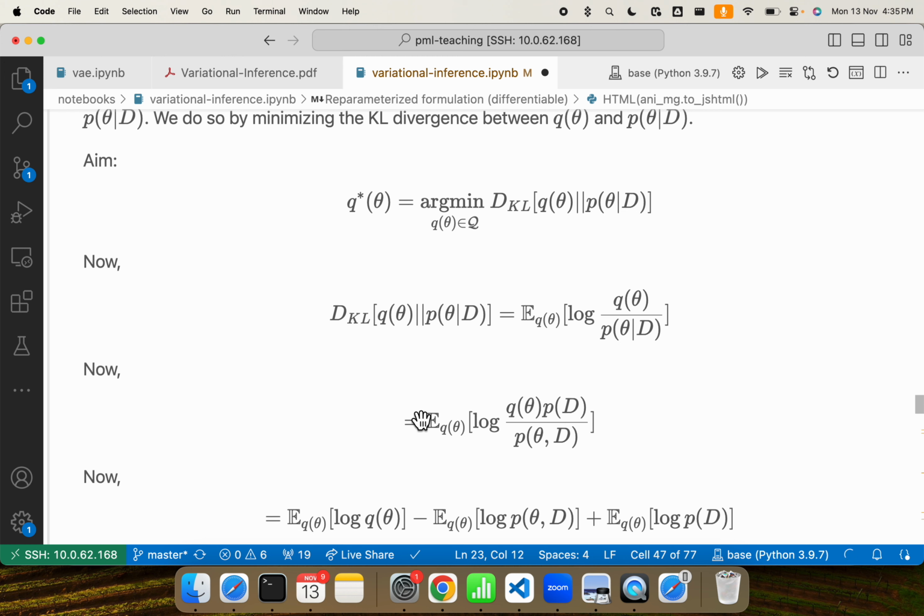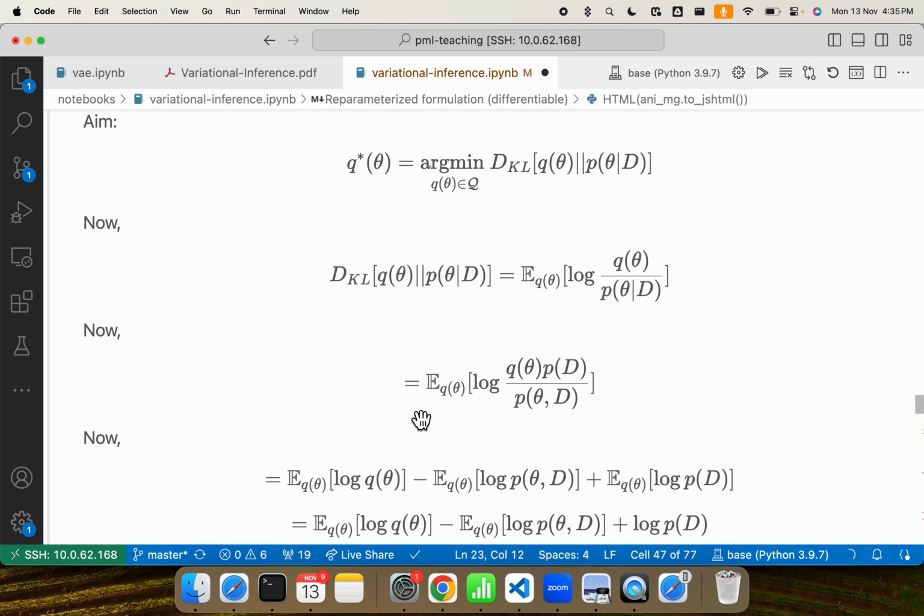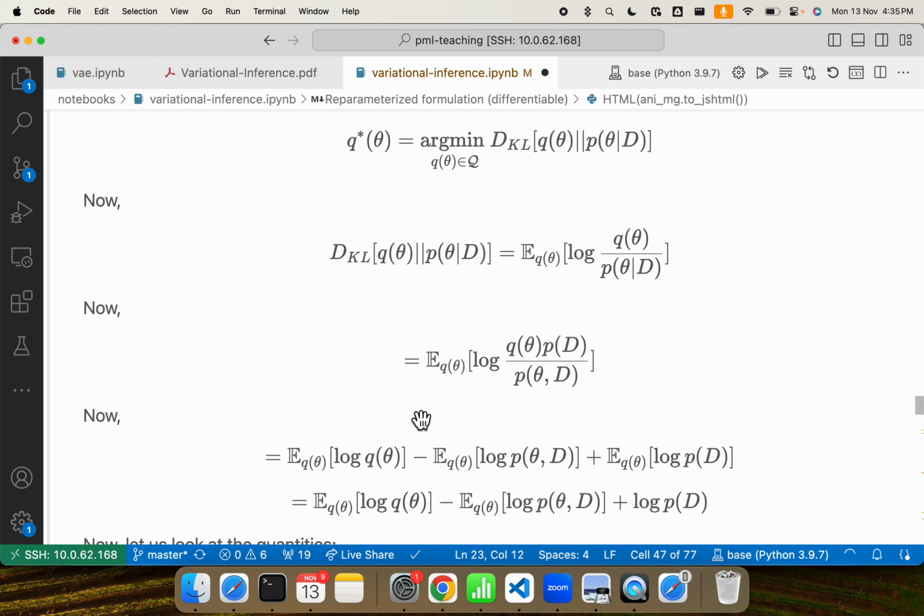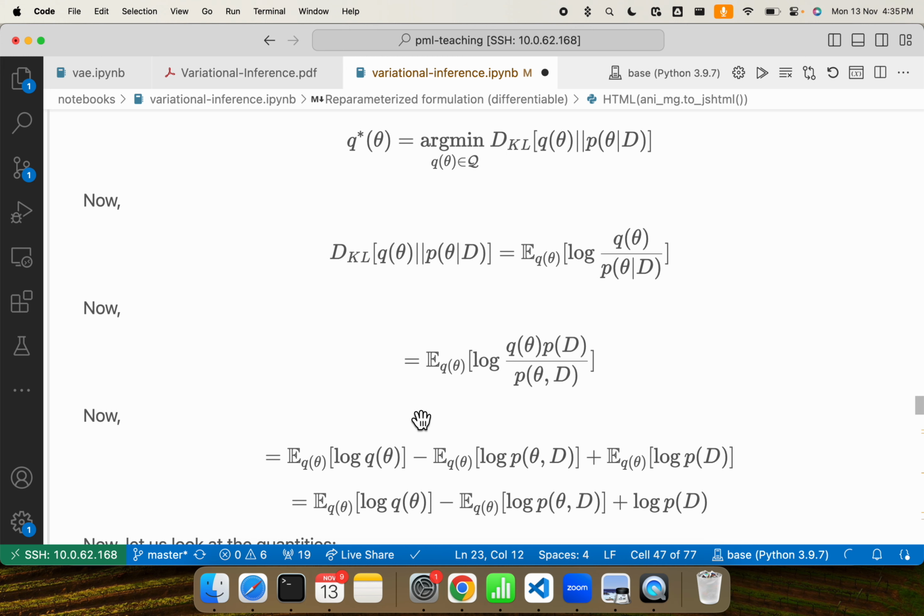What can you think about the last term? What will that evaluate to? Yes, what does it evaluate to? Same, because it is independent of theta. So we can then write the KL divergence between Q of theta and P of theta given D, or the KL divergence between Q and the posterior, as the expectation of log of Q theta minus the expectation of log of the joint plus the log of P of D.